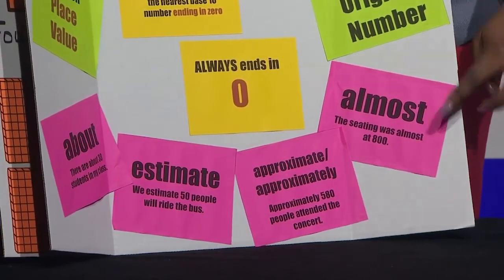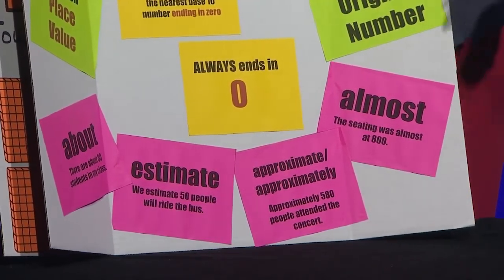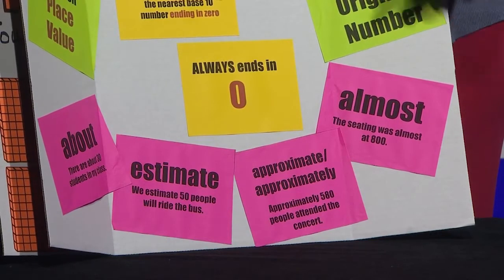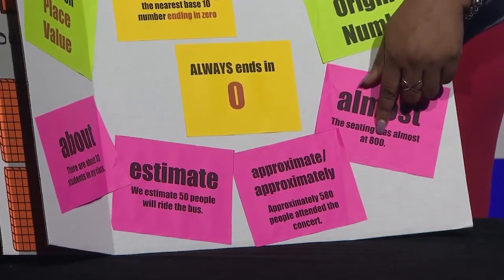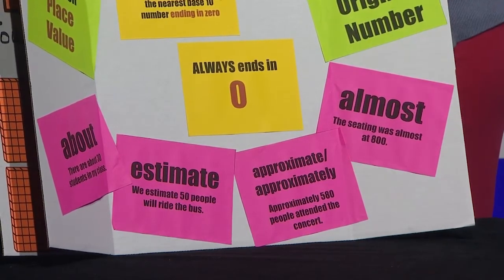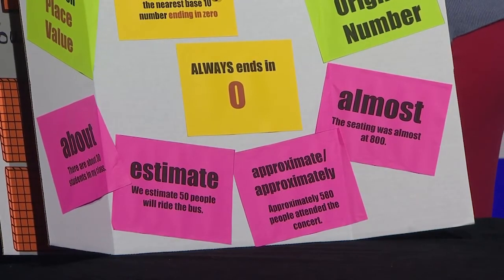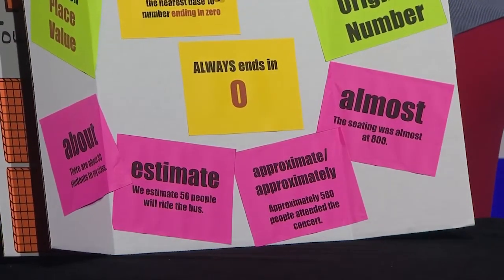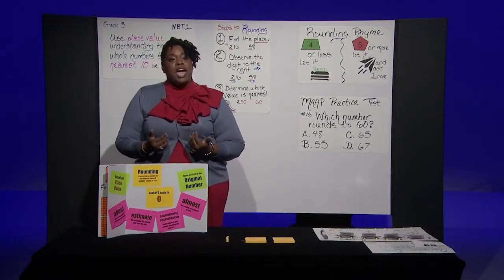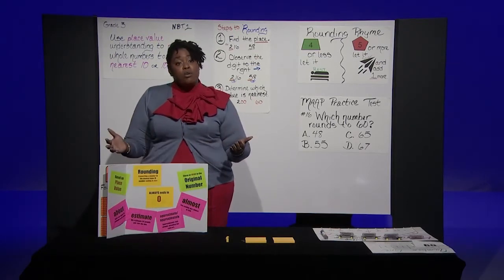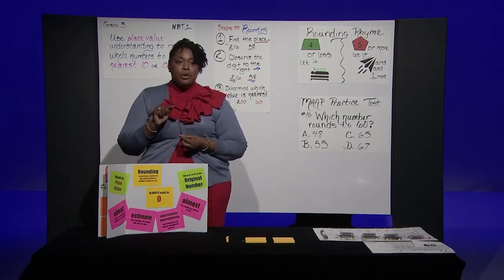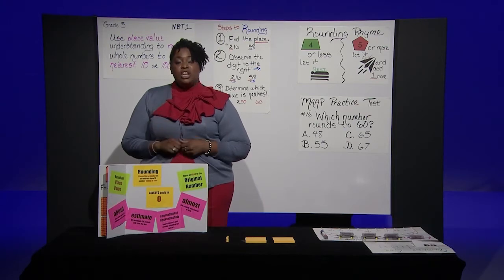Almost. That's a word we hear. The seating was almost at 800. Look at my number. What do you see? Those round numbers again. What are they? Zeros. I don't know exactly how many people were seated, but I know that we were almost at 800. So these are words that we hear that let us know that our parents and other people around us are rounding, okay? So when we hear those words and we see that round number at the end, then that lets us know that we're rounding.